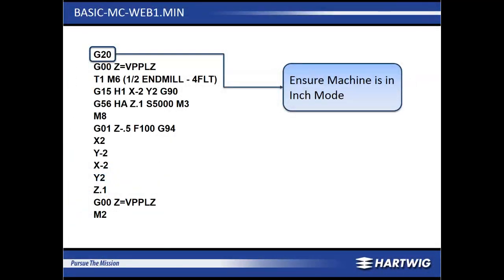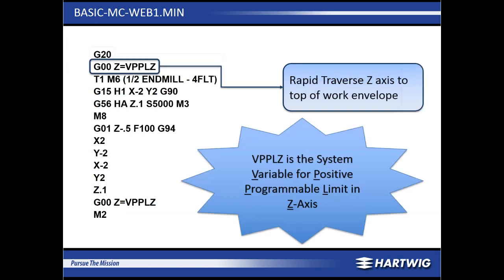So looking at the program, the first thing I'm going to do is ensure my machine is in inch mode. The next thing I'm going to do, this is another way to send the tool to the top of the work envelope, is I'm going to use a system variable for this. So in the last one I mentioned that we might want to use 500 instead of 50, because 500 will get most machines to the top of the work envelope.